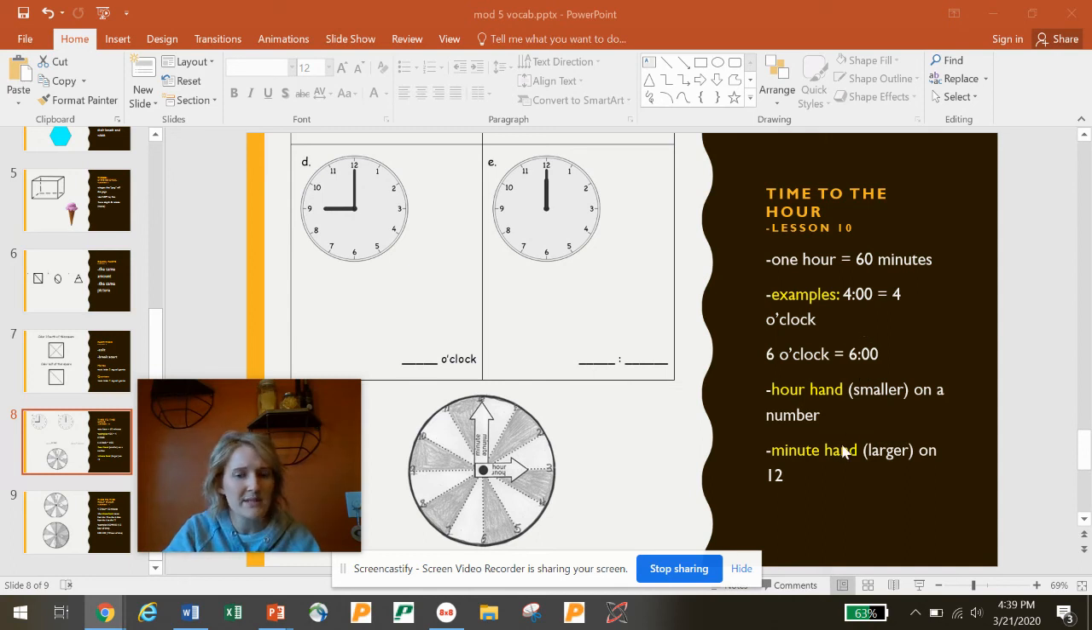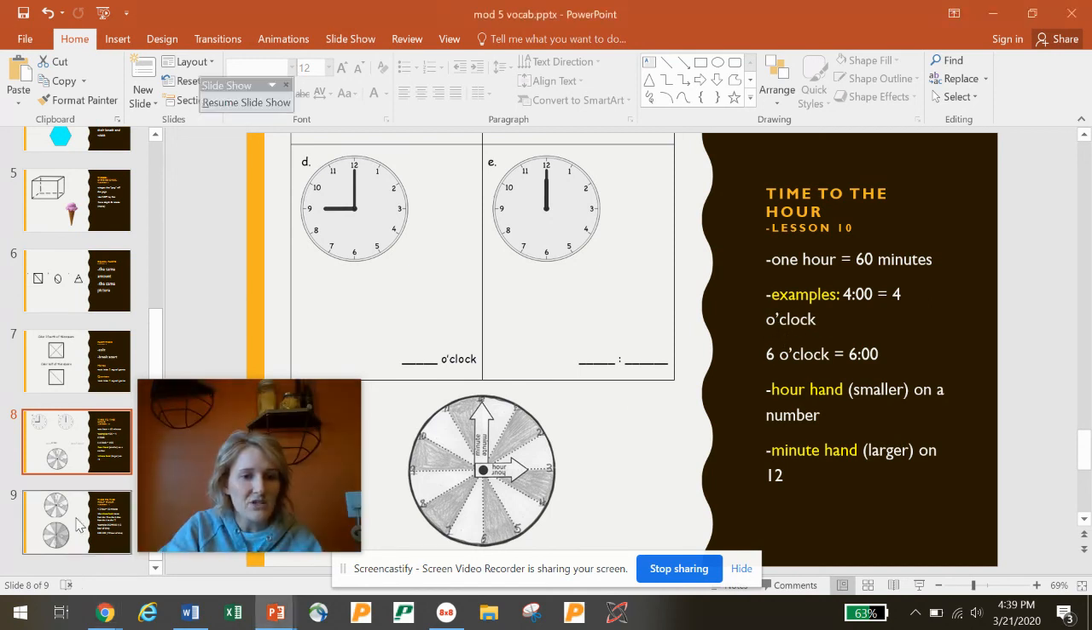So I gave a couple of examples here, and you can pause me at any time to read, go over, use the screencast how you need to. But I hope that these little visuals help. These 2 examples up here are actually right from the module. So time to the hour, we're talking about 60 minutes, and we're going to hear that term o'clock quite a bit.